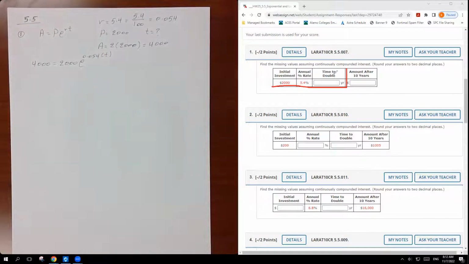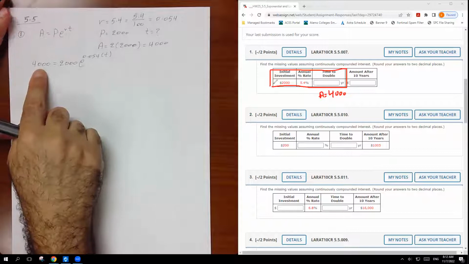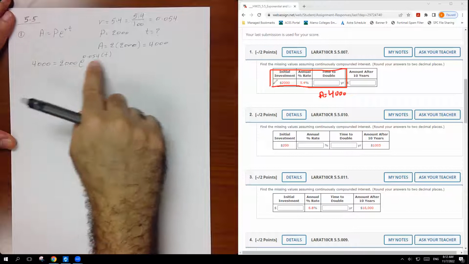So the first thing, when you look at these examples, here's the first part. We have the initial, we have the annual rate. We need to find the time to double what? To double our invest. That means our A is going to be 4,000. So here is our A. So we're gonna use this information to find the time. Now here is the future amount, here is our initial, the invest, here is the rate, and here is the time.